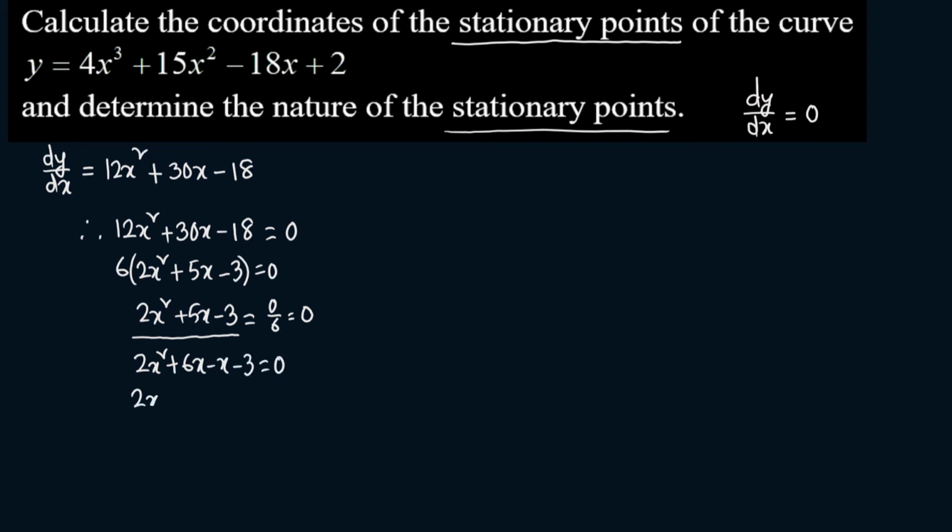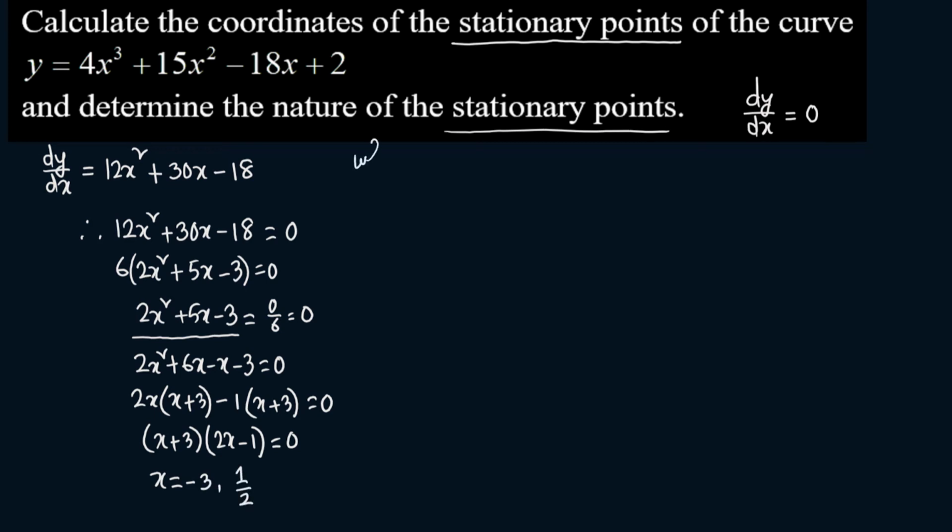Now by taking 2x common from the first part, we get x plus 3, then take minus 1 common, x plus 3 equals 0. Two factors: x plus 3, and another part is 2x minus 1 equals 0. So from here we get the value x equals minus 3, and another one is half.